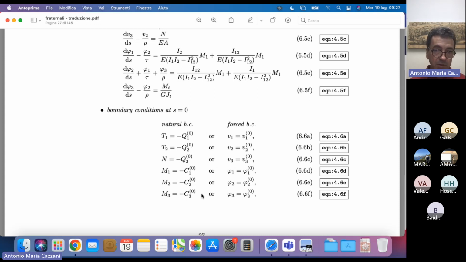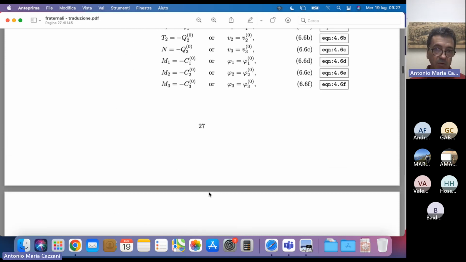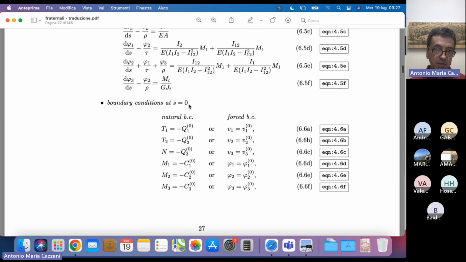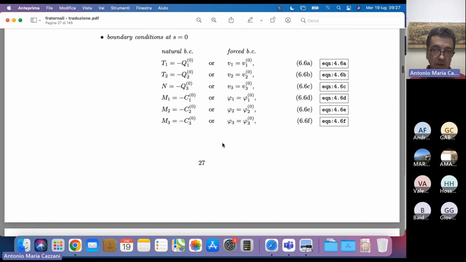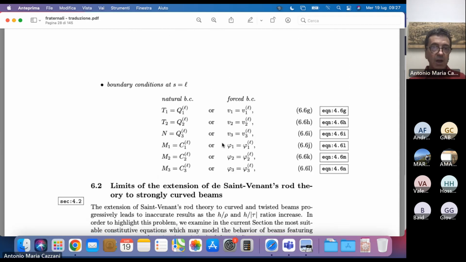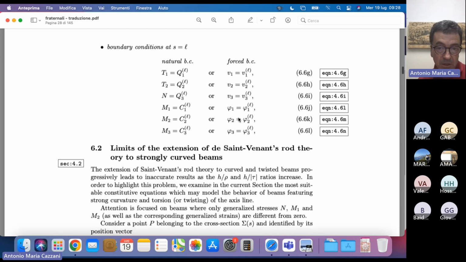The same happens for moments, as we see here. Of course, these are the boundary conditions relevant to S equals 0, and these are the corresponding boundary conditions at the other end. And this makes a distinction between a natural boundary condition, which comes out from the extension of the principle of virtual work, and forced boundary conditions, which are kinematic conditions that we have to enforce when we write down the kinematic problem.